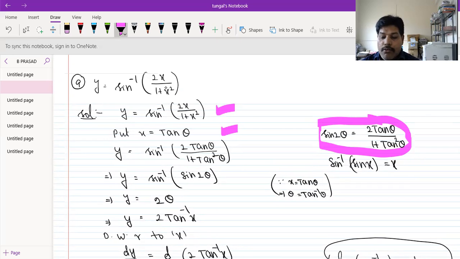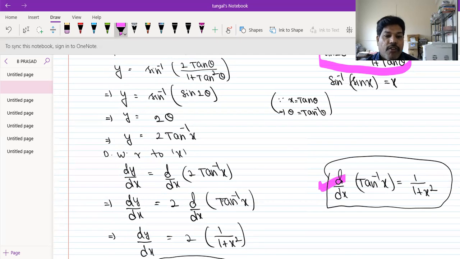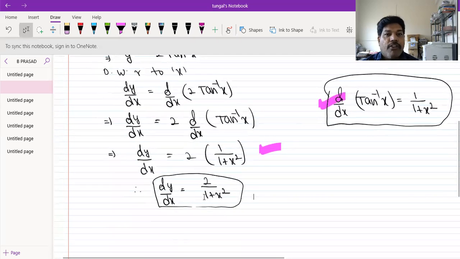Differentiate with respect to x: dy by dx is equal to 2 into the derivative of tan inverse x. Already you know the formula: the derivative of tan inverse x is 1 by 1 plus x square. So finally, the derivative of sine inverse of 2x by 1 plus x square is 2 by 1 plus x square. Understand, students? See that one and practice the question.